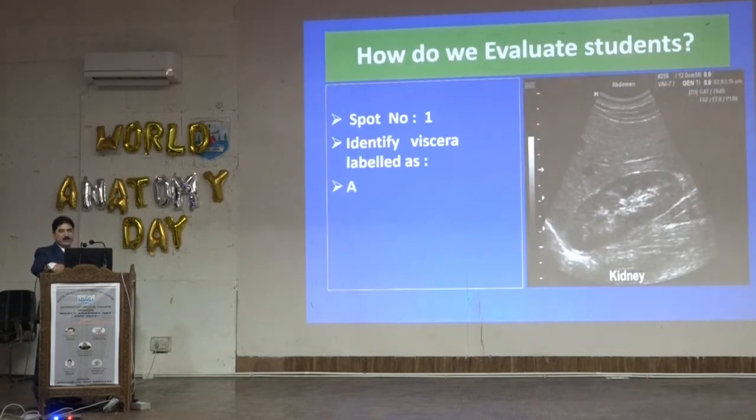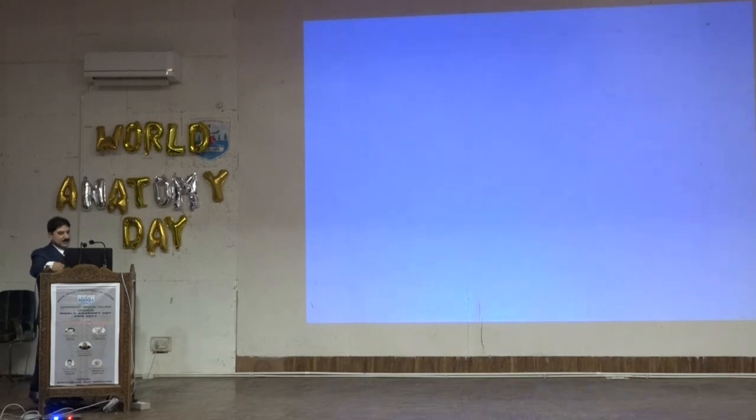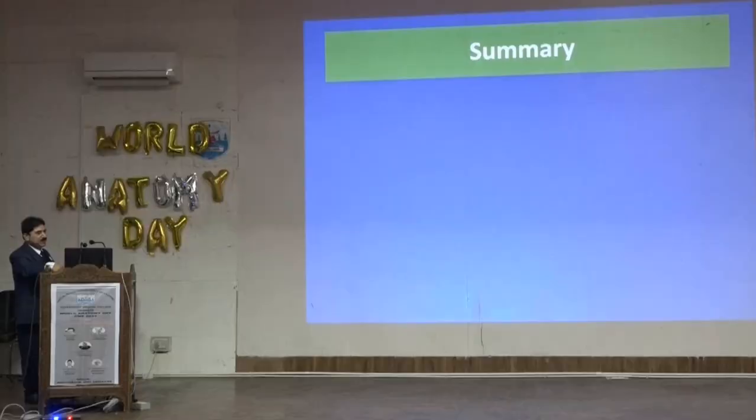How do we evaluate our students? So we keep 1 or 2 spots in the examination. For example, this is one of the spots which I keep in the examination: identify B, and what is the length of B? A is the right lobe of liver, B is the right kidney, and the length is 9 to 12 centimeters. So part number 2: identify B. Again, A is the right lobe of liver, B is the right kidney, and C is Morison's pouch.